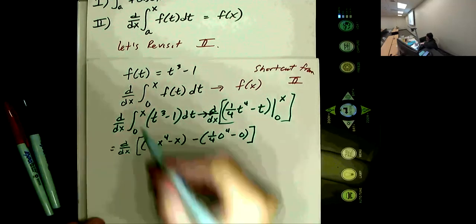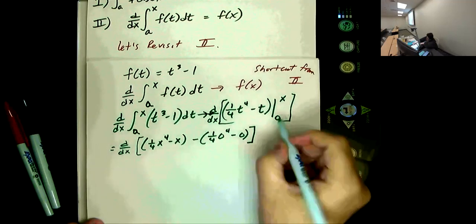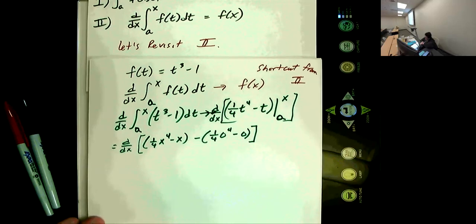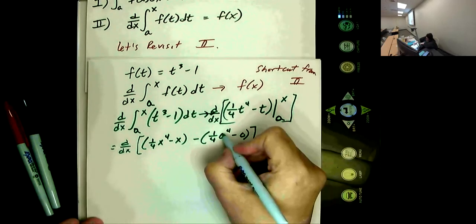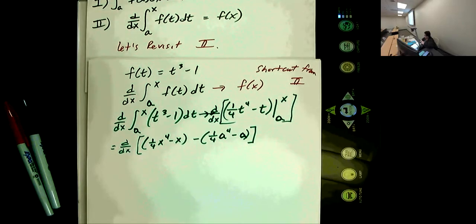You know what? I'm going to go back to a. I'm going to use a here. I want to show that it's any value right there, not just 0. Let's use a. So this will be 1/4 a, and that's an a right there. That's an easy change.